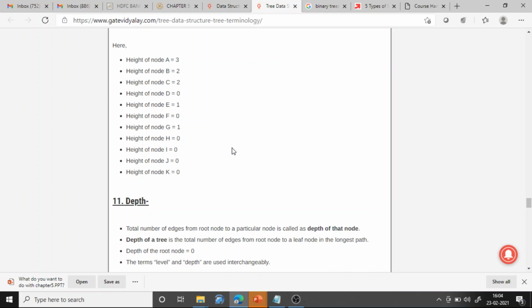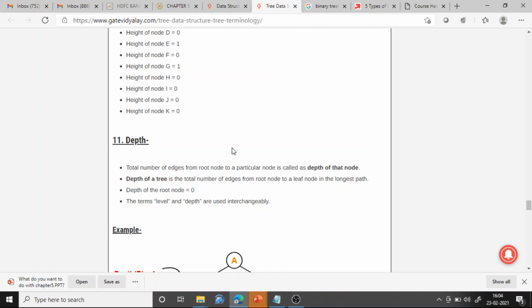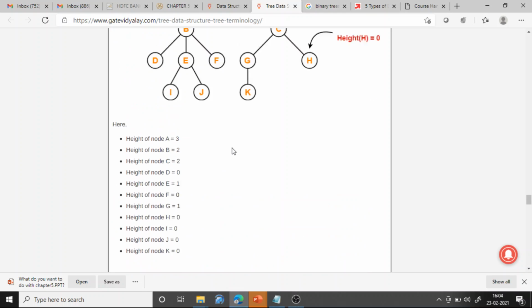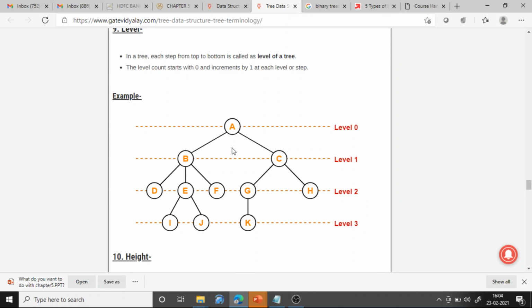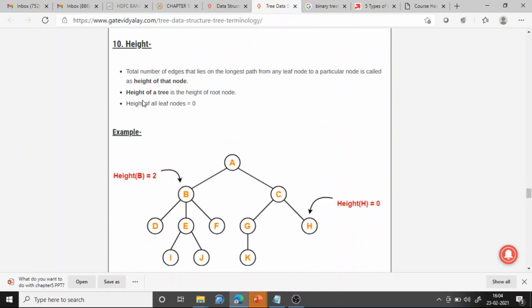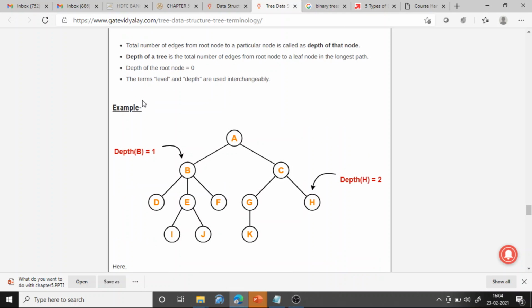And then what is depth? So depth is nothing but level. Depth and level are used interchangeably. The total number of edges from the root node to a particular node is called depth.